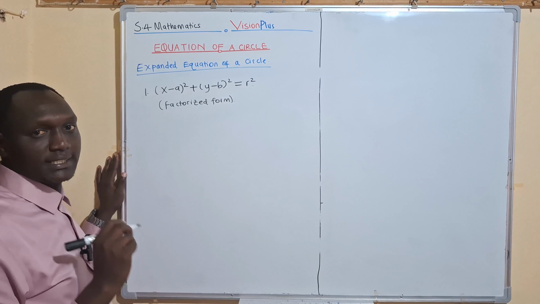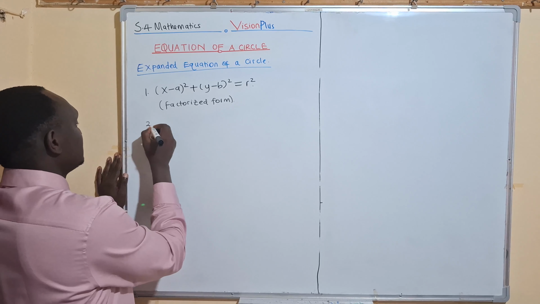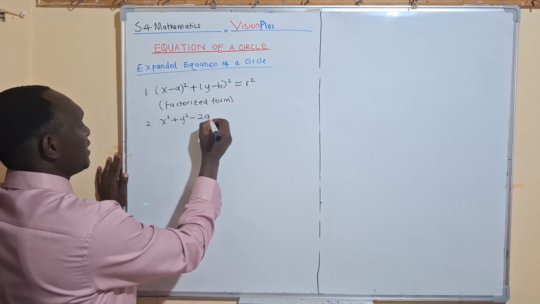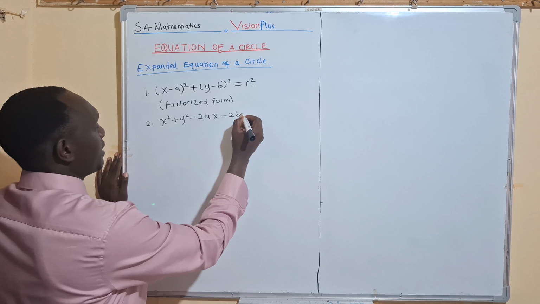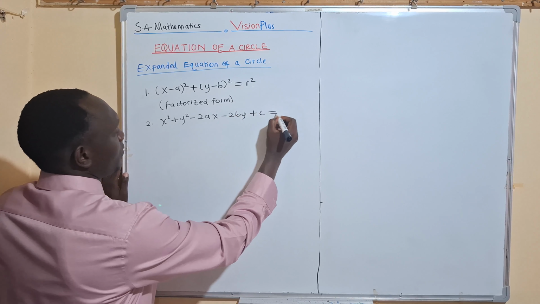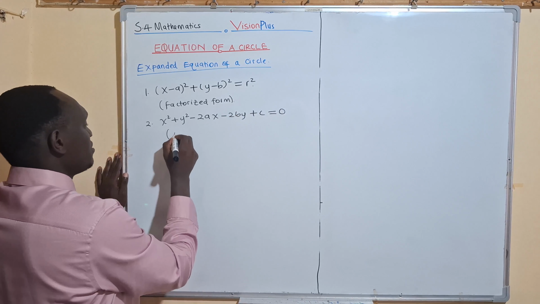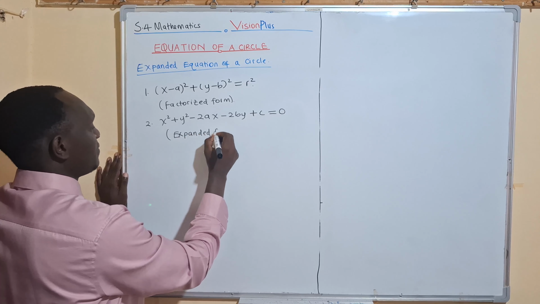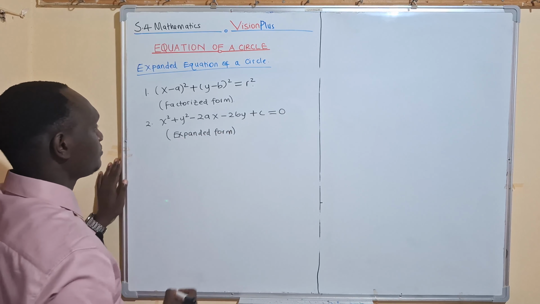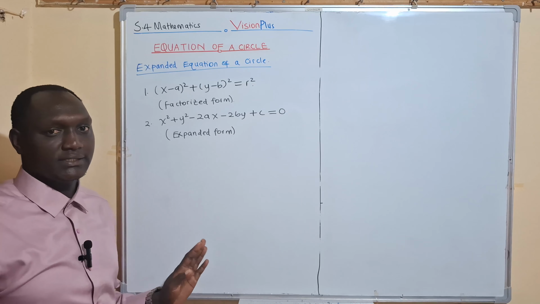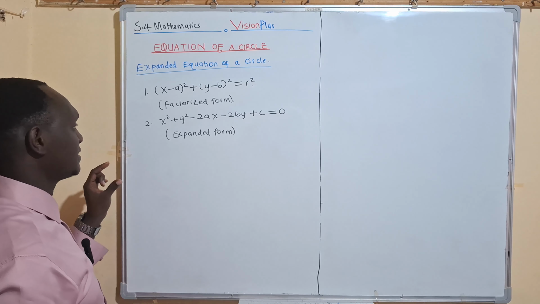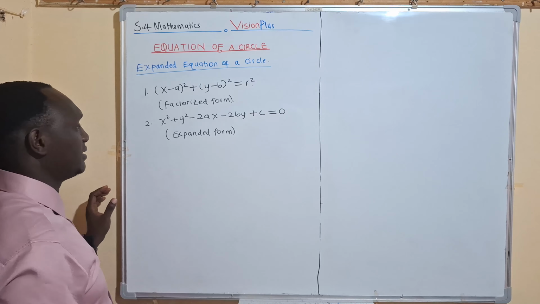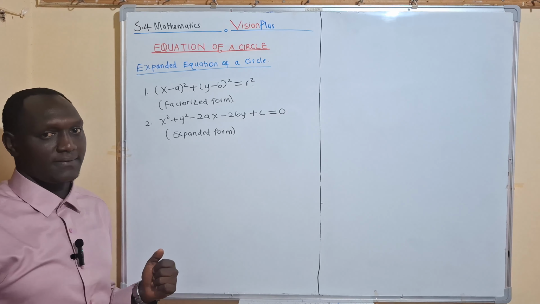That is one form. The second form is written as x² + y² - 2ax - 2by + c = 0. This is what we call the expanded form. In the two cases, the center is (a, b) and the radius is r.